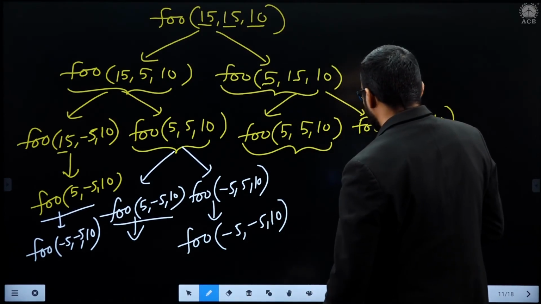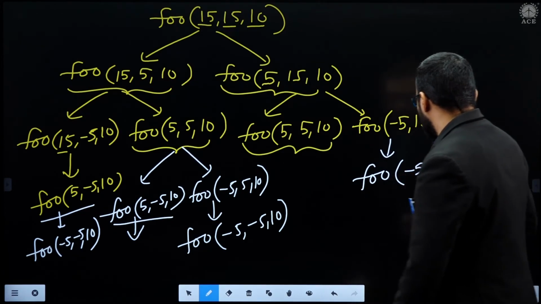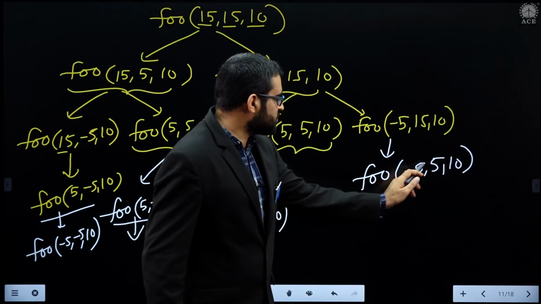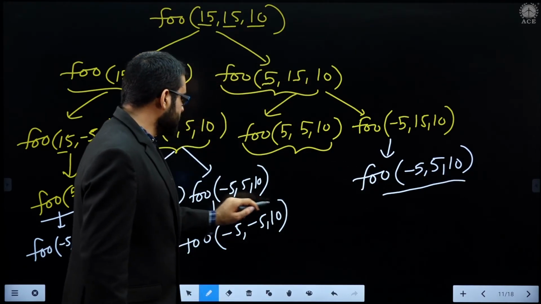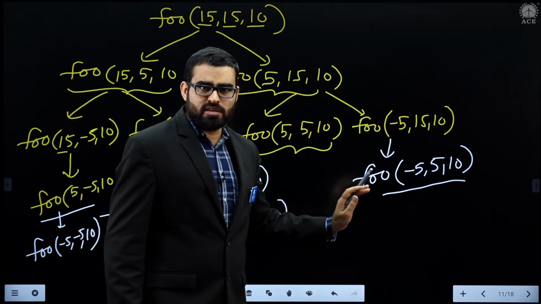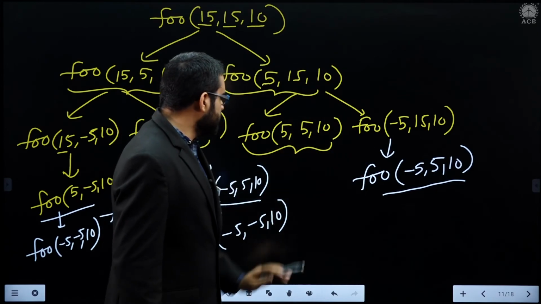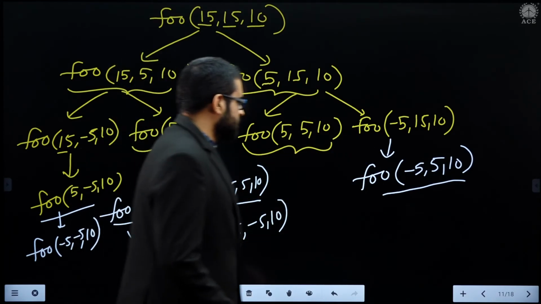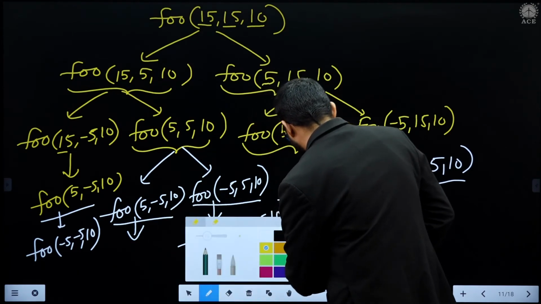So far, now you can notice this foo of minus 5, 10. So this function call is same as this function call. So what will I do? I do not have to calculate this value again, I will calculate this value once and I will reuse it. So like this. Now let's calculate one by one what this value is.